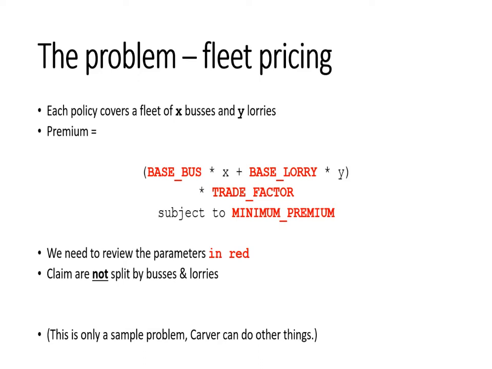So you can see that this pricing structure is not multiplicative and not additive, it's a combination of both, and it also has a minimum premium. And we will be solving for the parameters in red. So we want to find the base rate for buses and base rate for lorries, and the trade factor and the optimal minimum premium.